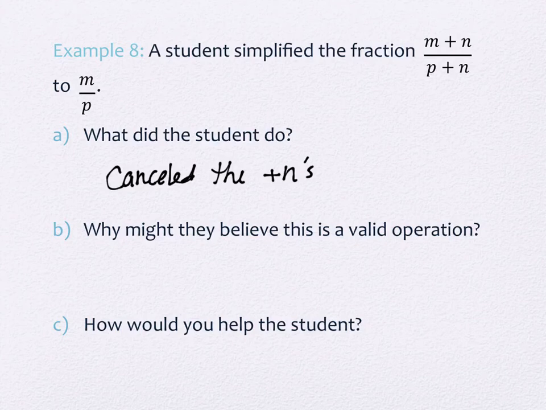The plus n is the same on top and bottom. So they're thinking of it like division would be for multiplication, right? So they're treating it like they would multiplication because it works. Let's say it that way. It works with multiplication.